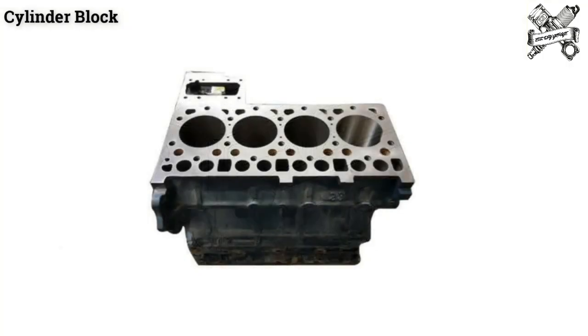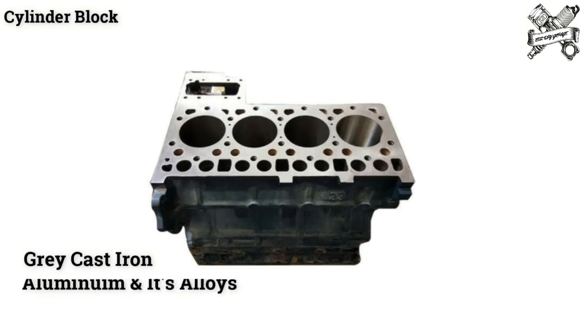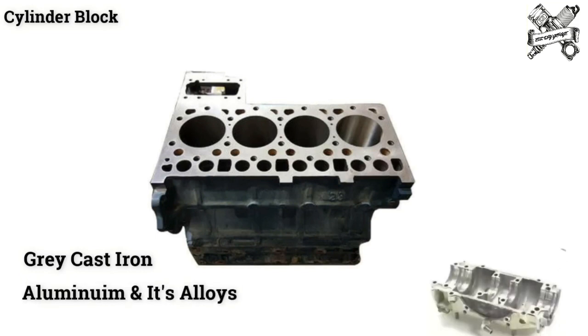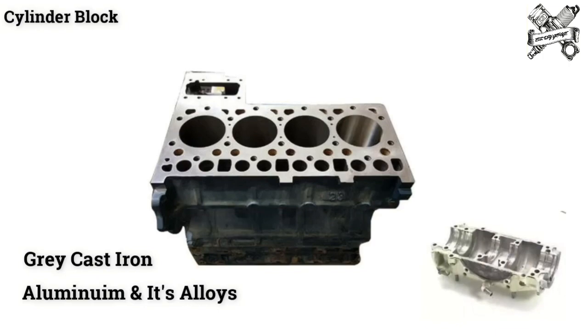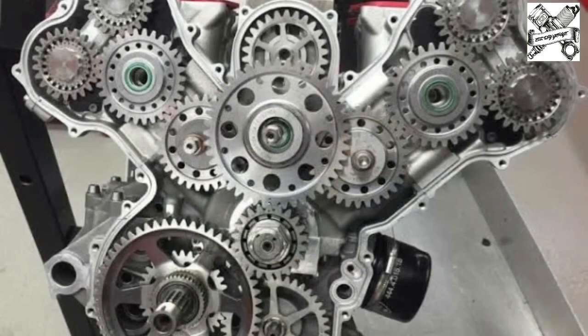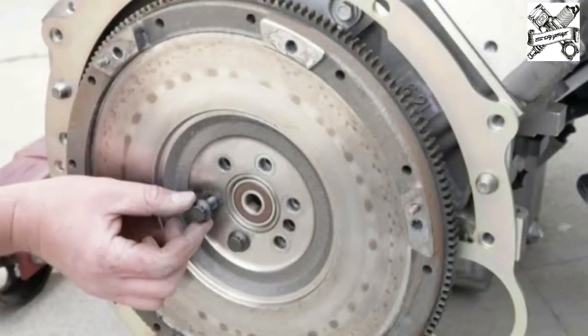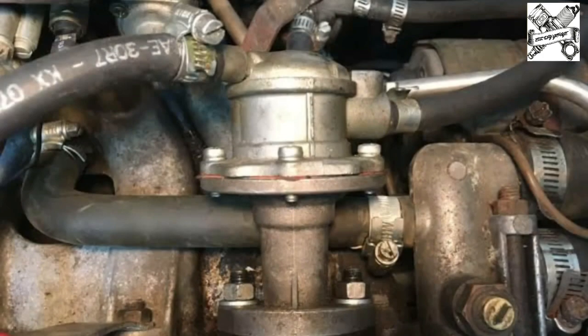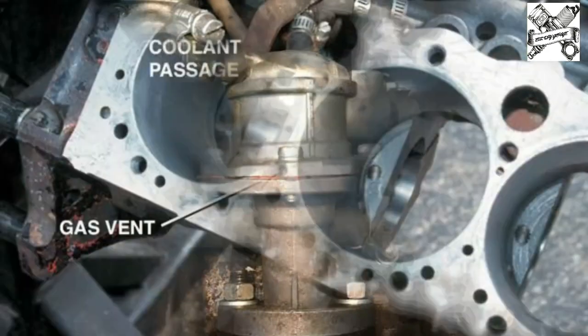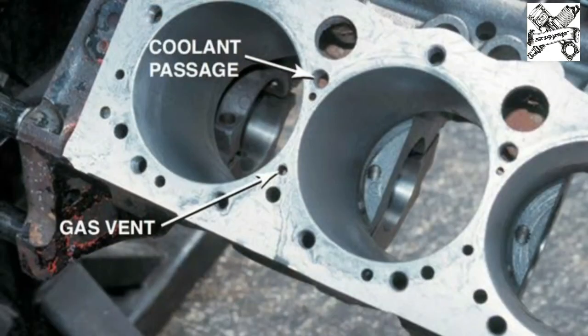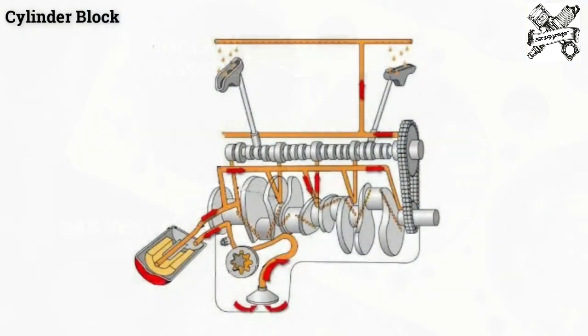The cylinder block is usually made of gray cast iron or aluminium and its alloys, while the crankcase is fixed to its bottom. Apart from these, other parts like the timing gear, water pump, ignition distributor, flywheel, and fuel pump are also attached to it. Coolant passages are provided in the cylinder walls for the circulation of cooling water. The cylinder block also carries lubrication oil to various components through drilled passages, which are called oil galleries.